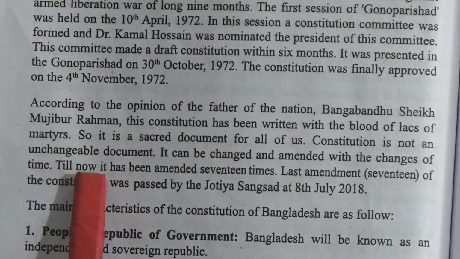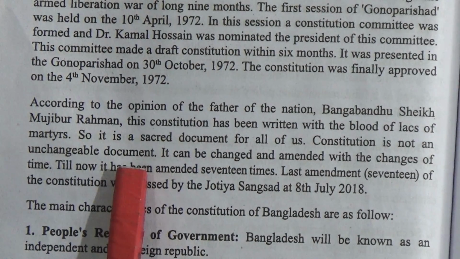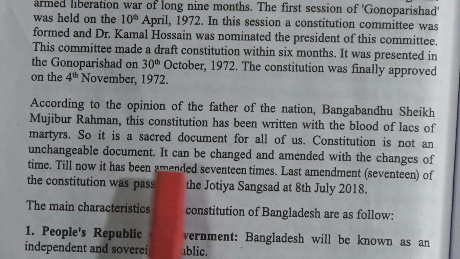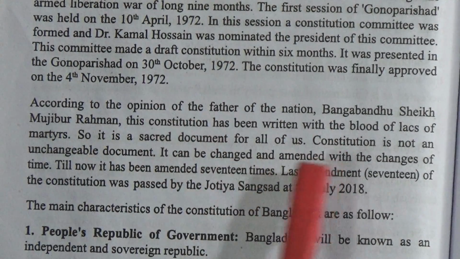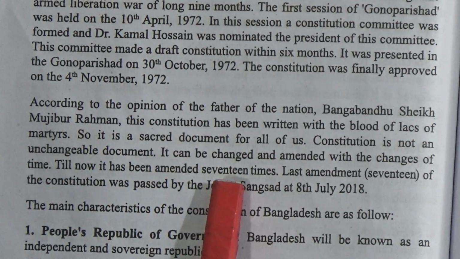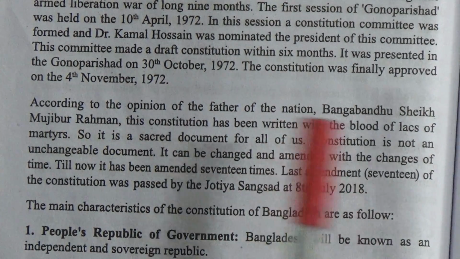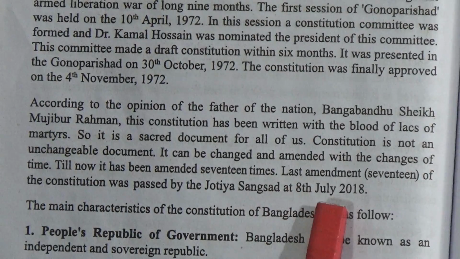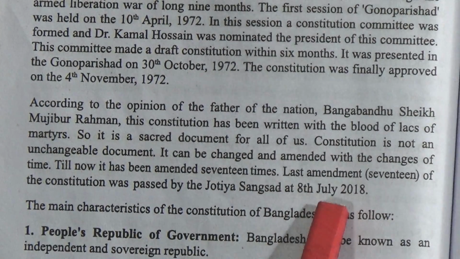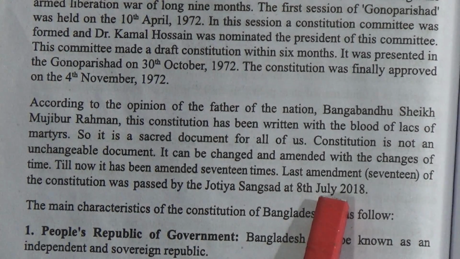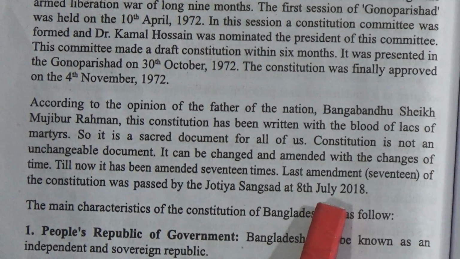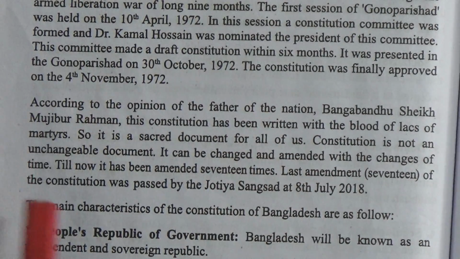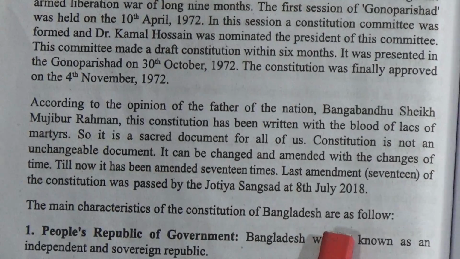Constitution is not an unchangeable document. As it is written, no one can change it easily. It can be changed and amended with the changes of time. Till now, it has been amended 17 times. So in total, our Constitution has been amended 17 times. The last amendment, that means the 17th Amendment of the Constitution, was passed by the Jatiya Sanshad in July 2018. As I said, it has been amended 17 times. So the last amendment, that means the 17th amendment, happened in July 2018. The main characteristics of the Constitution of Bangladesh are as follows.